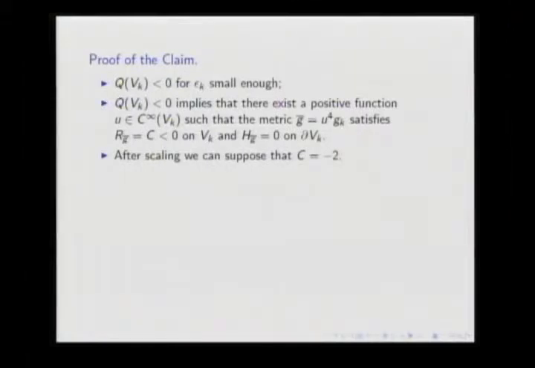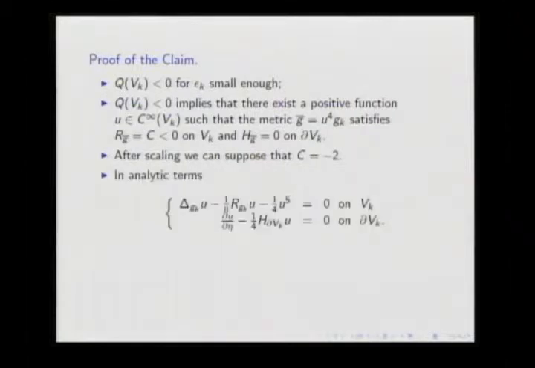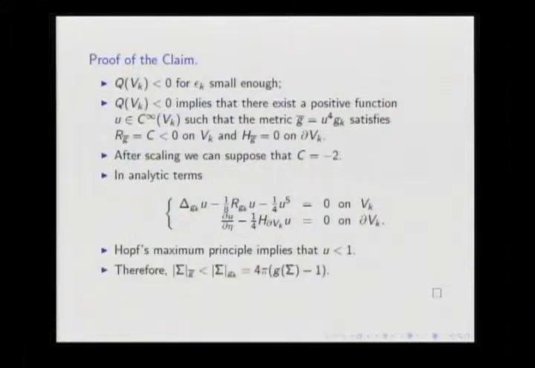Now to conclude that the area decreases, we have to use the sign condition on the scalar curvature of GK and the mean curvature of the other boundary, and the maximum principle, to get that this function is strictly less than 1. So this implies that this area is strictly less than 4 pi g sigma minus 1. So now you have a conformal deformation, and we get a metric over G which decreases this component.